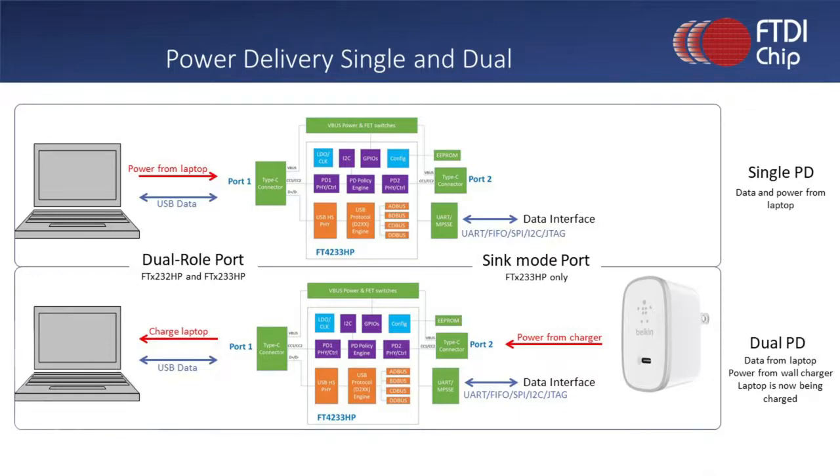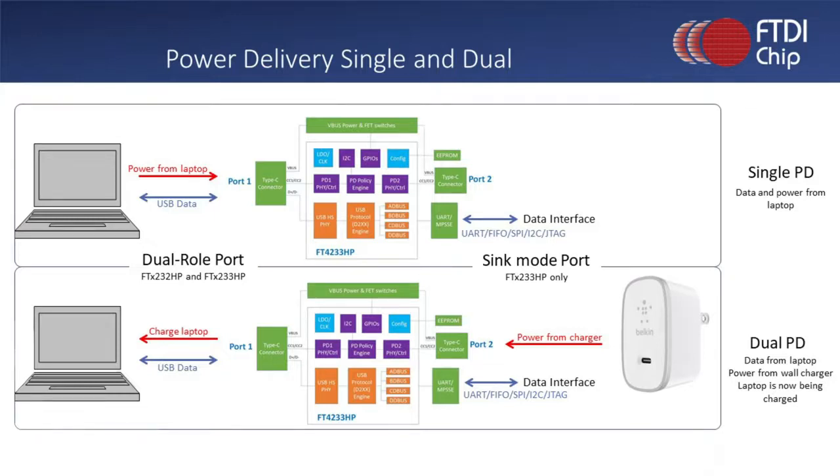This example illustrates the dual power delivery capabilities. In the first case, the laptop on port 1 is providing power to the application board as well as talking to devices such as sensors and serial devices over the data bridge. In the second case, a wall charger is connected. The charger now provides power to the circuit via port 2. Port 1 changes to be a power source and provides power back to the laptop to charge it.